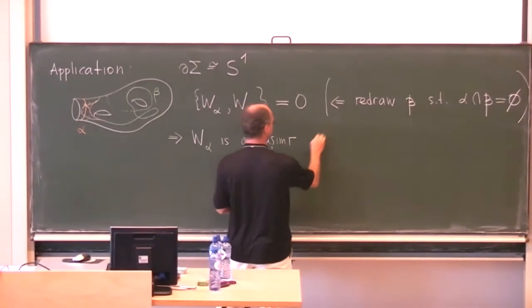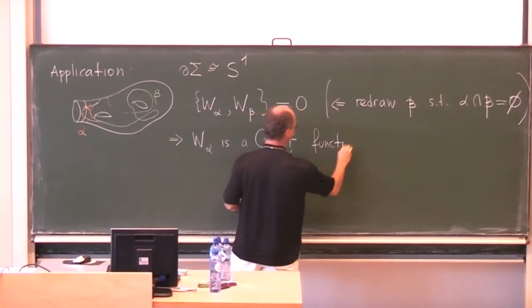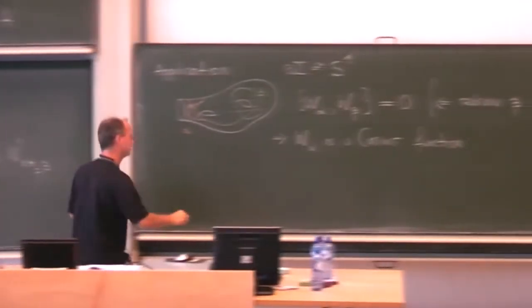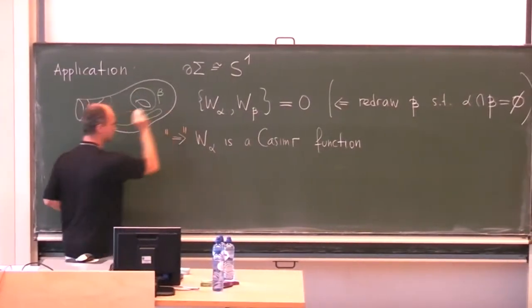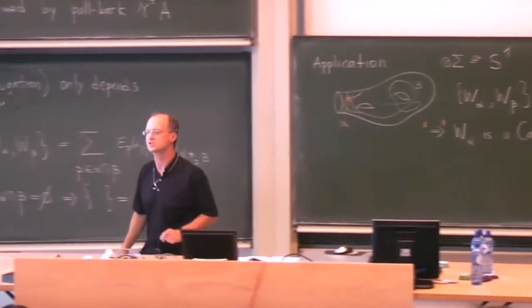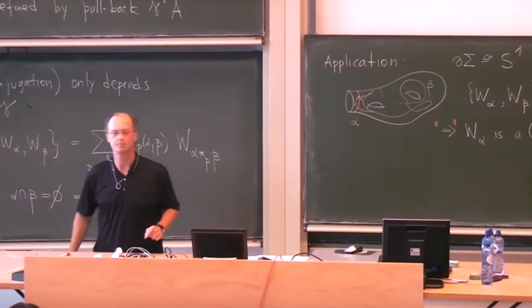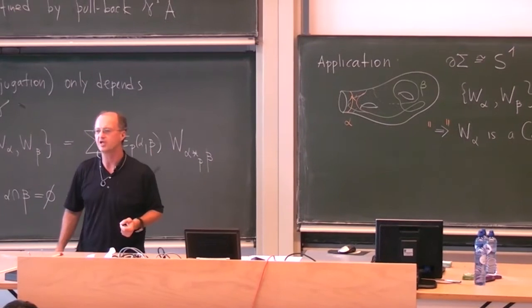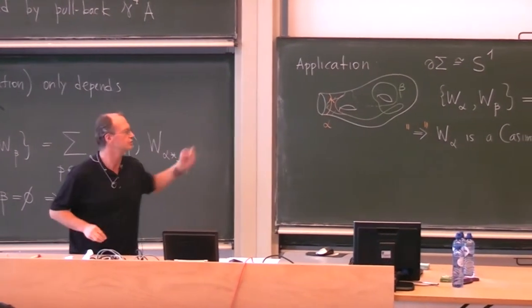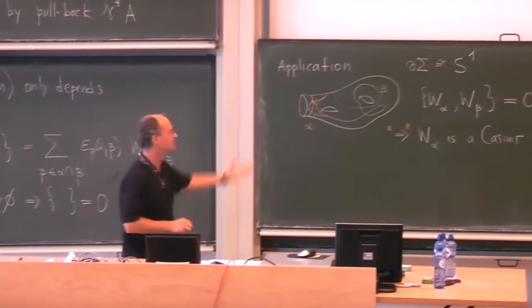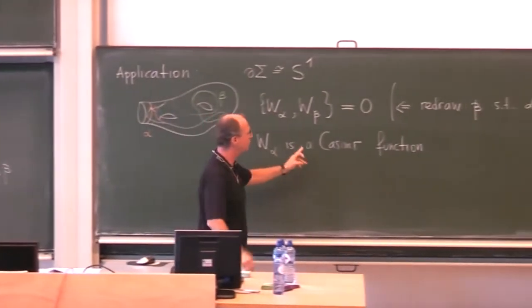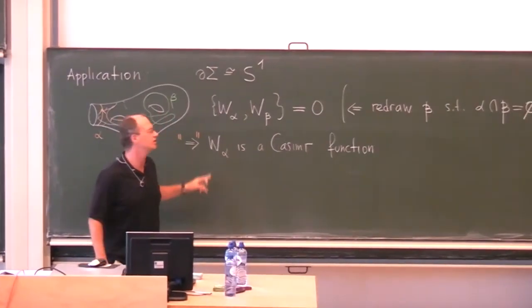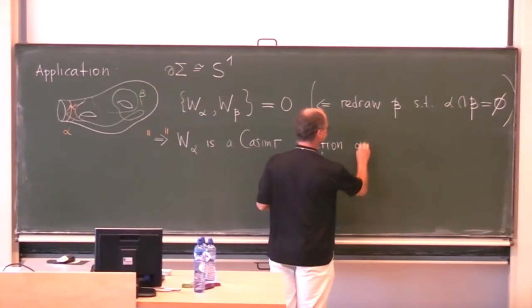This actually means that W alpha is a Casimir function. Maybe here I rush a little bit. I only proved it for functions defined by Goldman's construction. But in fact, it's true in general. So this is an indication that W alpha might be a Casimir function, but actually it is a Casimir function.